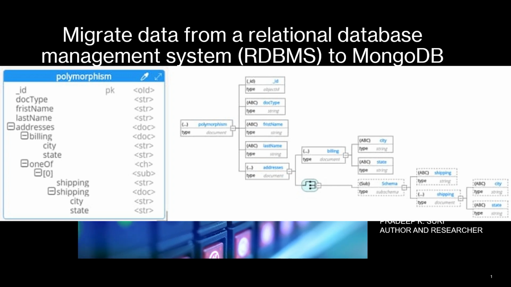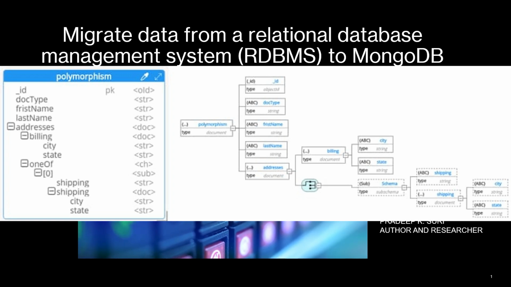5. Transform the data, if needed. If the data needs to be transformed to fit the MongoDB schema, write a script or use a tool to convert the data into the desired format. This may involve denormalizing the data, restructuring relationships, or mapping data types.